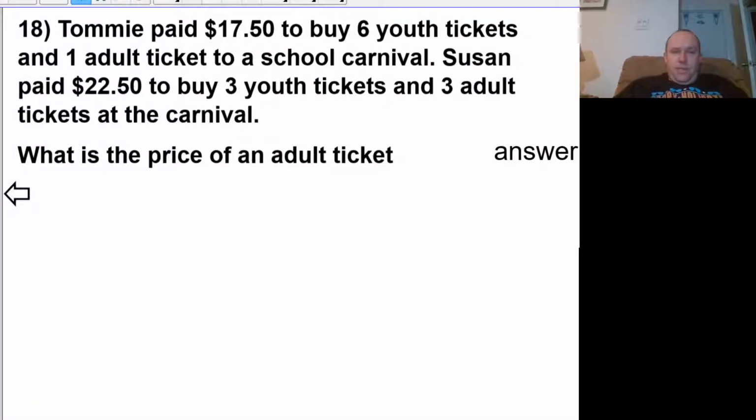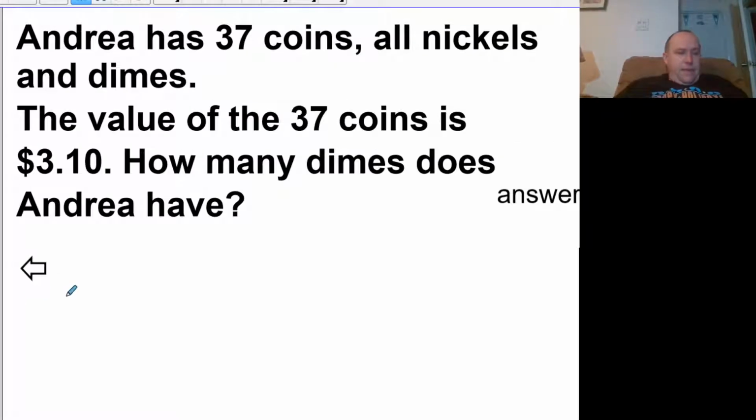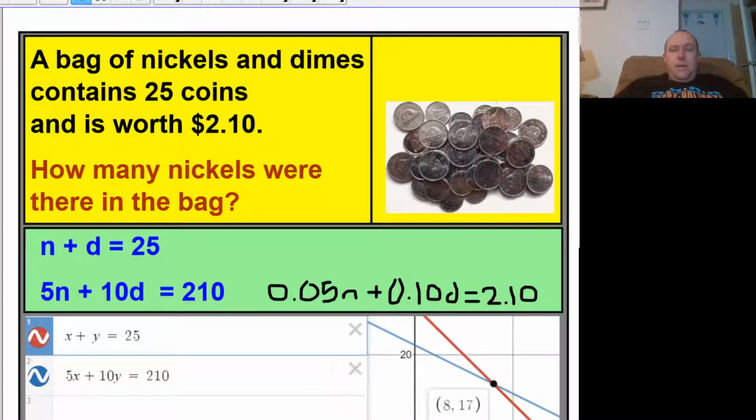I did have a couple of questions. I had one from 2010, very similar to the question I had earlier, just to show you these things kind of match up. Youth tickets and adult tickets. This time it's for a school carnival, not a basketball match, but you could certainly practice on that question. And from 2008, Andrea has 37 coins, all nickels and dimes, $3.10. Once again, very similar to the question we just did on example 4, just with slightly different numbers, so you could certainly practice those ones.